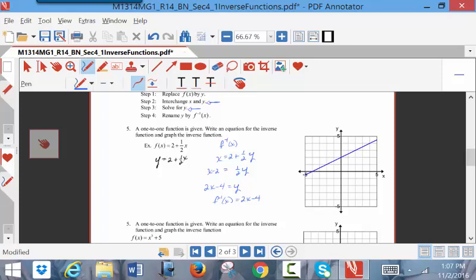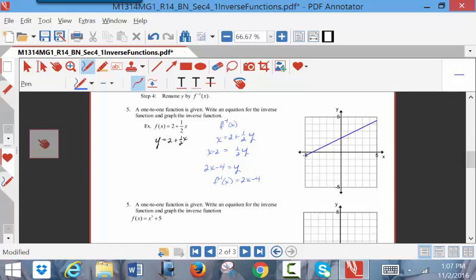Now my colors are so messed up here. But here is your inverse function, and here is your original function. Now, if you did the composition on both of these, you would get an algebraic result of just x.